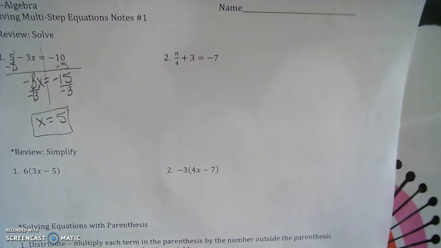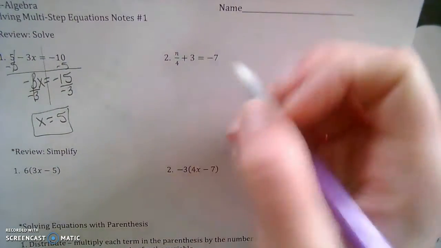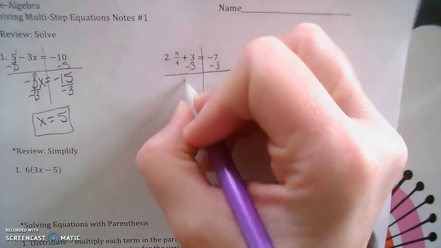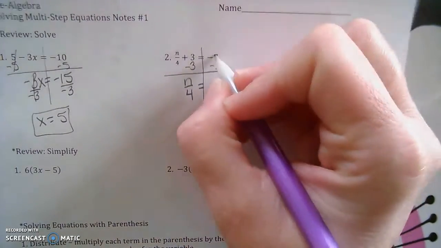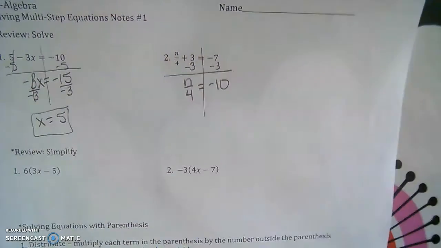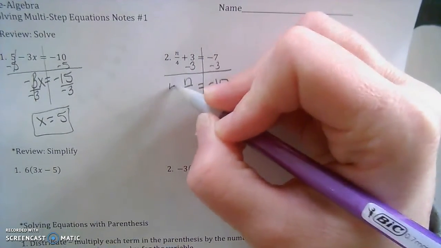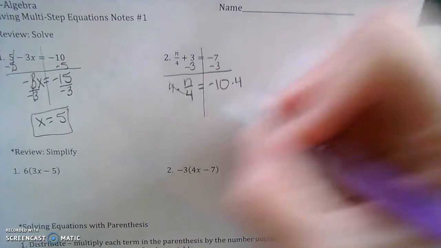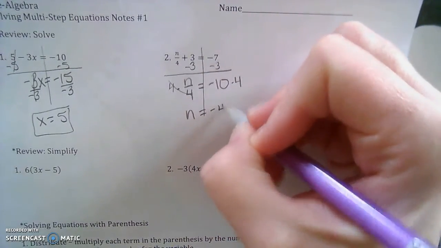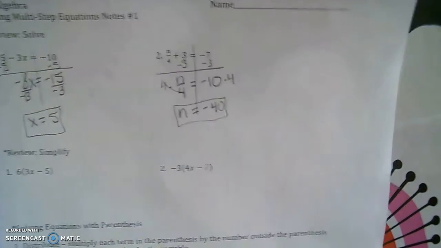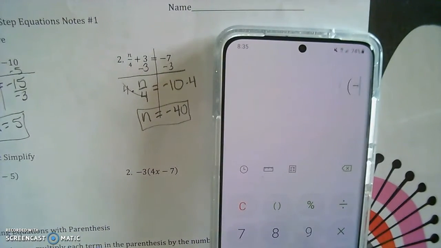Number 2, n over 4 plus 3 equals negative 7. First we need to get rid of the 3. Subtract 3, subtract 3. N over 4 equals negative 7 minus 3 is negative 10. This is divide by 4, so to undo divide by 4, I need to multiply both sides by 4. N equals negative 40 is what we think our answer should be. So to check that, I need to do negative 40 divided by 4 plus 3, and I do get negative 7.